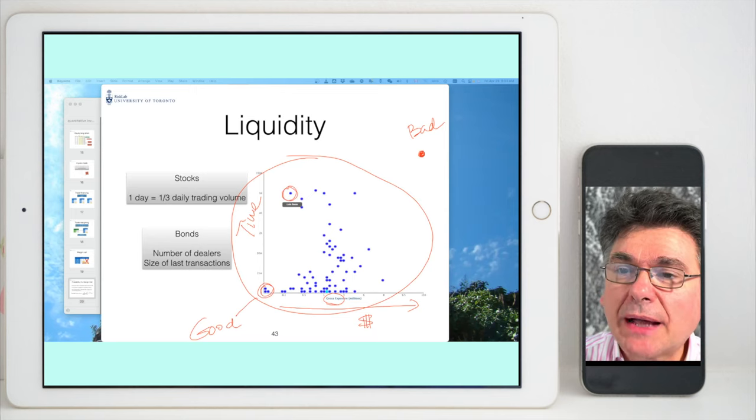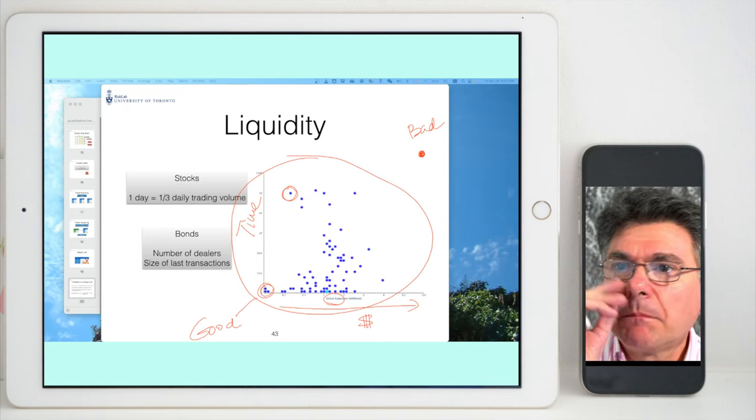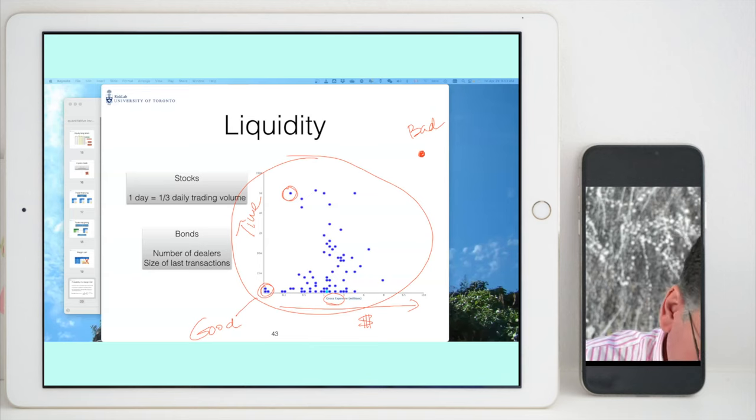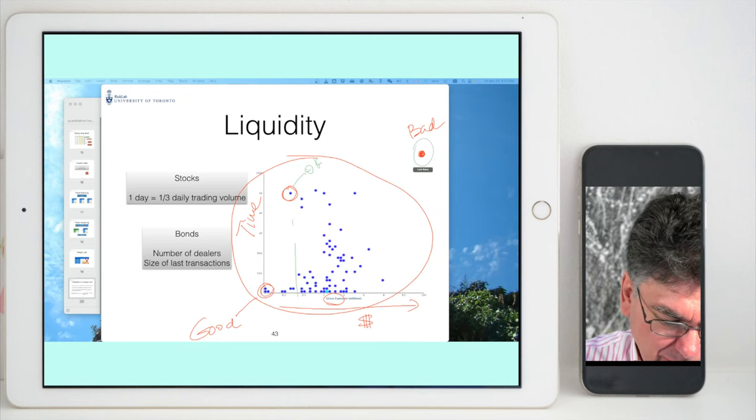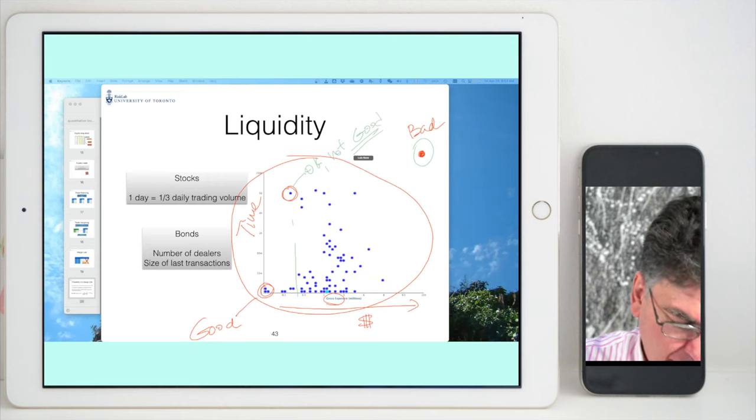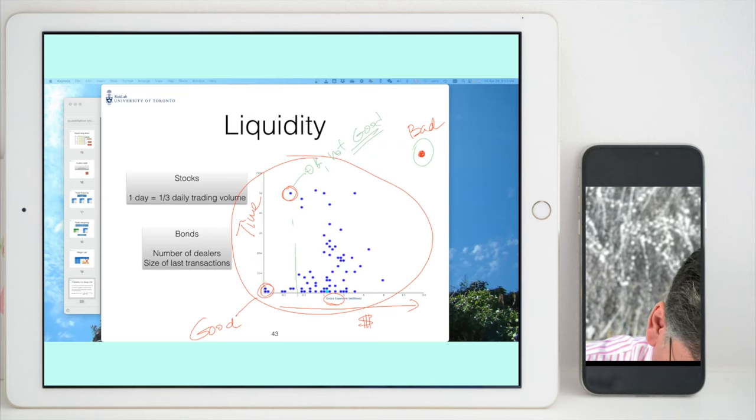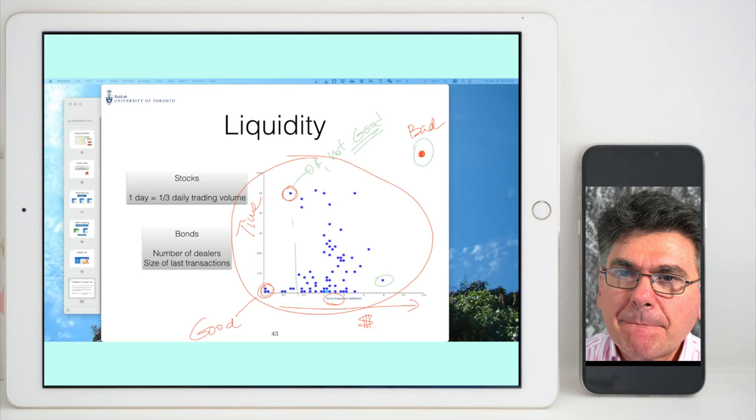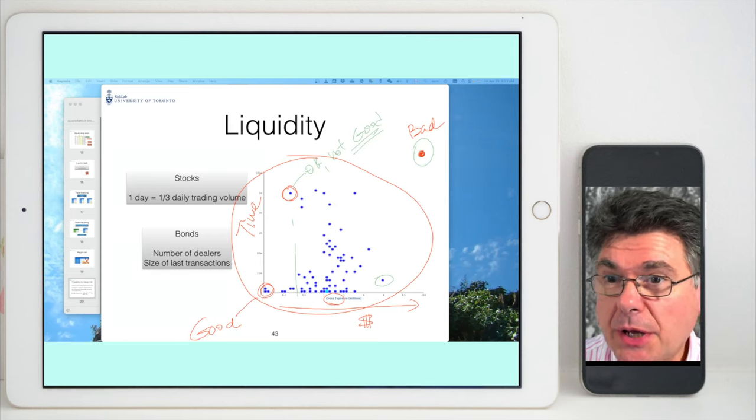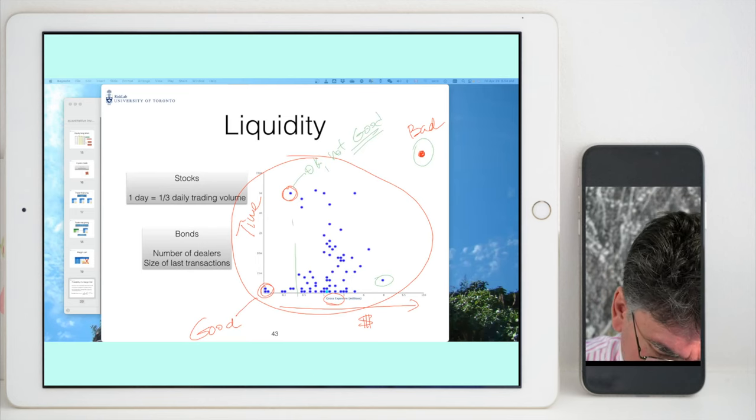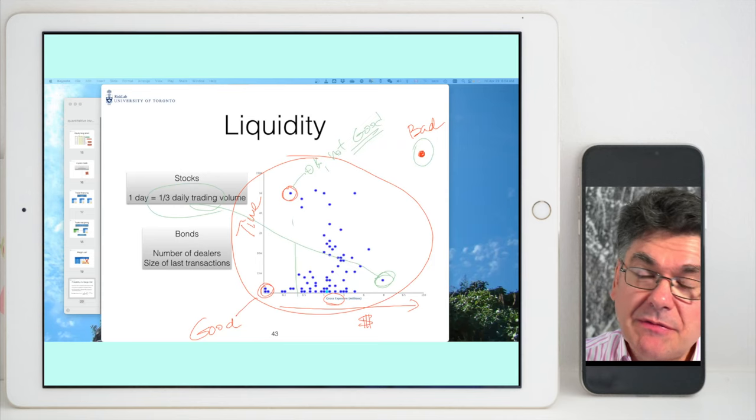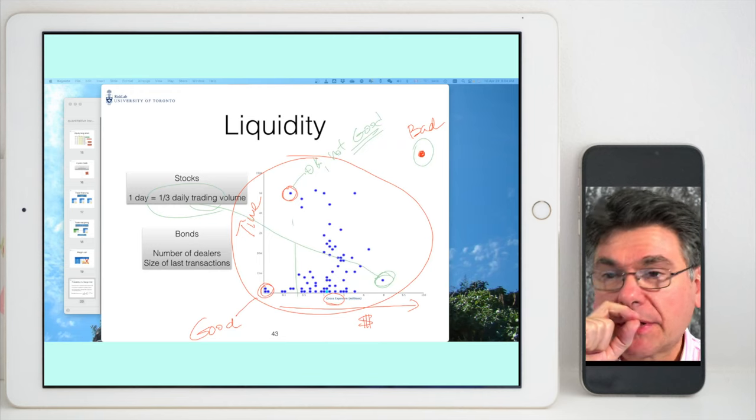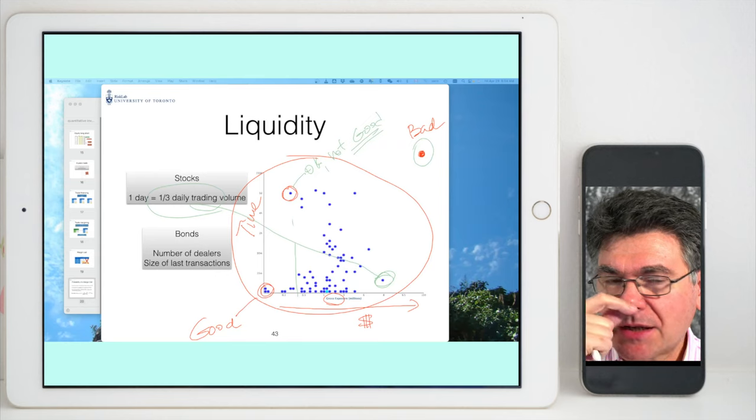How about this? Is this good or bad? It's okay. It's not very small, not very big. It's going to take me time to sell, but it's not very big. That would be very bad. This is okay, but I'll say it's not good. How about this one here? This is okay. It's big, but I can sell it quickly. And when I say this, it is relative to the trading volume, so this is already normalized. If the trading volume is low, then this pushes these points to the right. That's the way we're understanding liquidity.